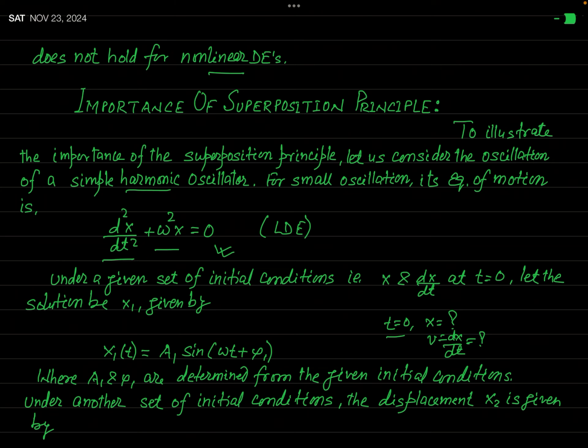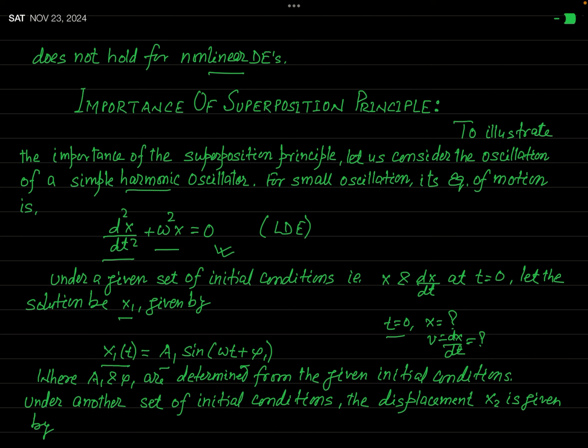And you have seen that the solution of this differential equation for a particular given set of initial conditions, if we consider that it is x1, then this solution is given as x1 of t equal to a1 times sine of omega t plus phi 1. Instead of sine, you can also write cosine function. So you may write a1 cos omega t plus phi 1.